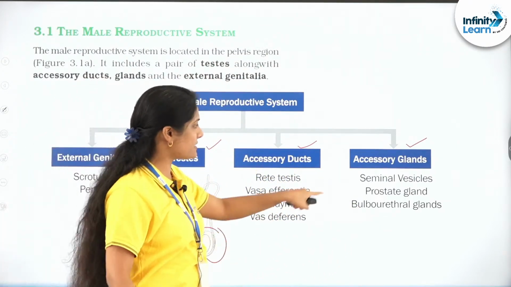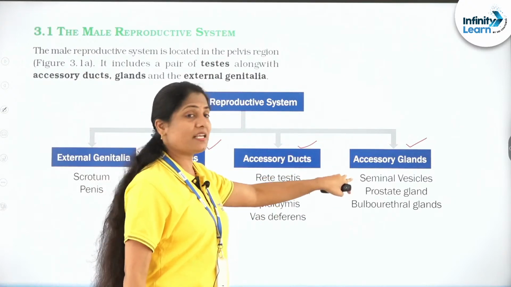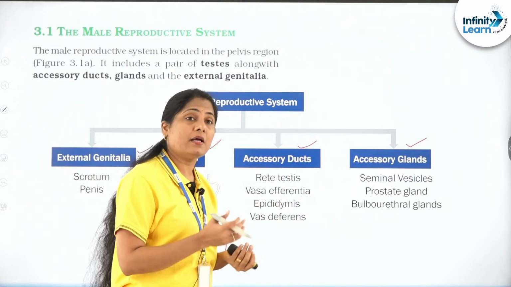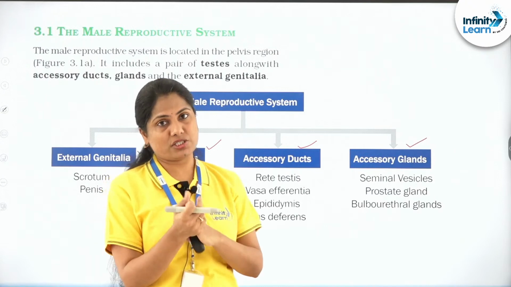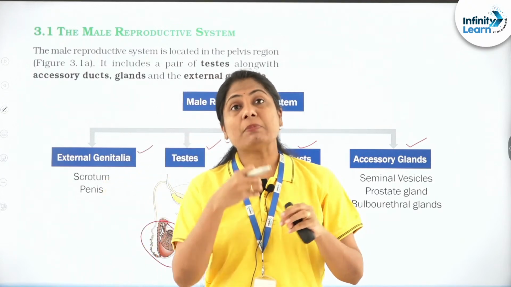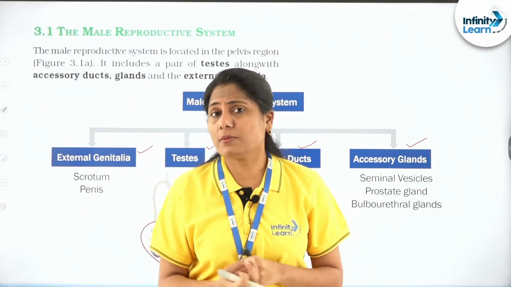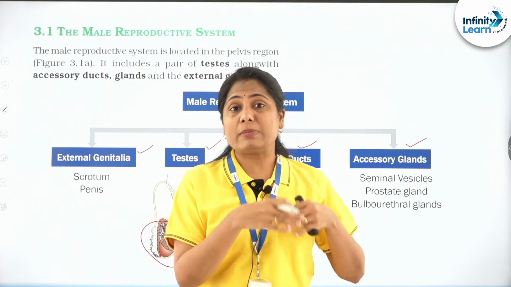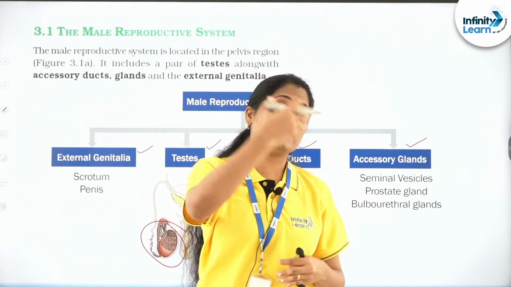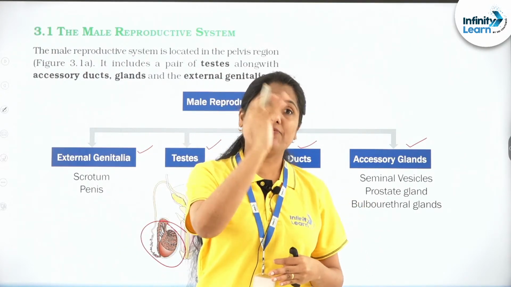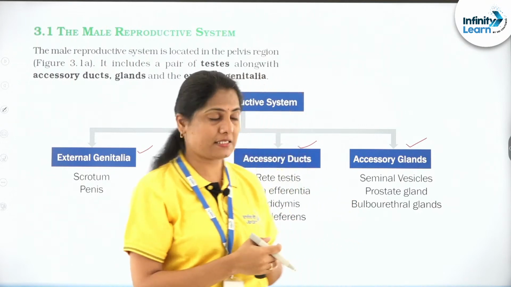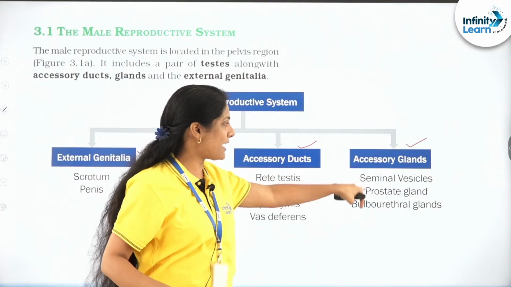Then we have the accessory glands, which are helping with certain secretions, which are helping the sperm not just during the maturation of it in the male, but at a later point of time till it fertilizes the ovum in the female reproductive system as well. So those are the accessory glands.